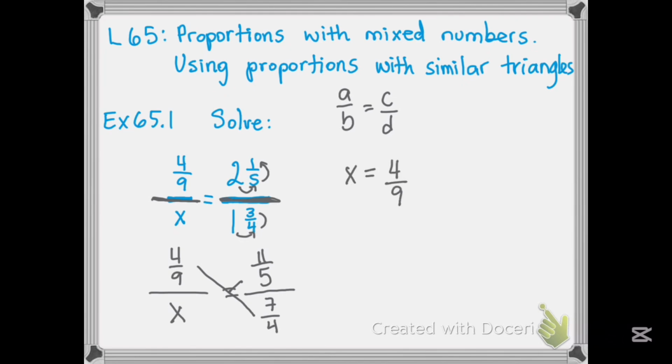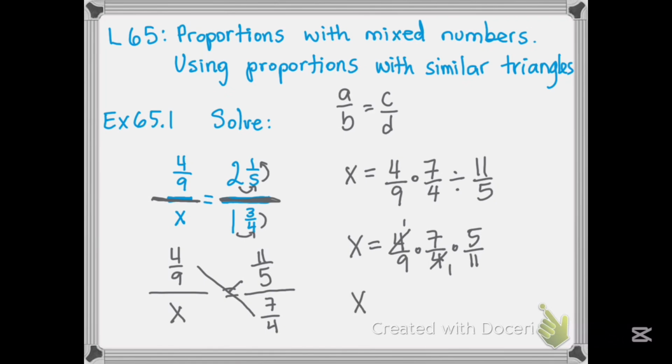X equals 4/9 times 7/4 divided by 11/5. But remember, before you do anything, do 4/9 times 7/4 and times 5/11 because it's the reciprocal of 11/5. Before we do anything else, we reduce or simplify. In this case, I can cancel the 4s. And there's nothing else in this example, so we just multiply top and bottom. 7 times 5 is 35 on the top, and 9 times 11 is 99.